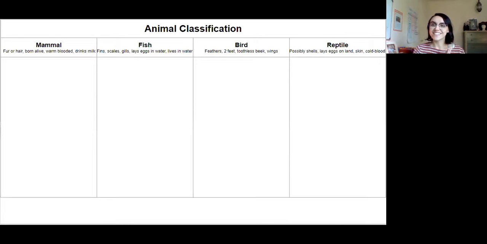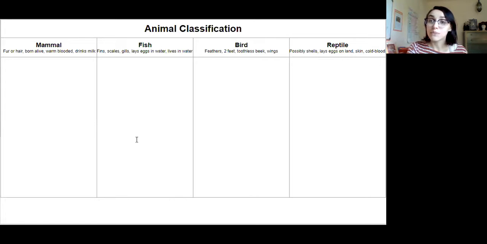Earlier this year in science, we worked on animal classification. Remember that mammals have fur or hair, they're born alive, they're warm-blooded, they drink milk from their mothers. Fish have fins, scales, gills, they lay eggs in the water, they live in the water. Birds have feathers, 2 feet, a toothless beak, and wings. And reptiles can possibly have shells, they lay eggs on the land, they have skin, and they're cold-blooded.